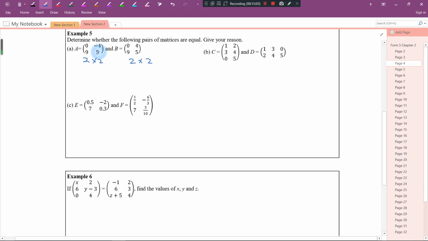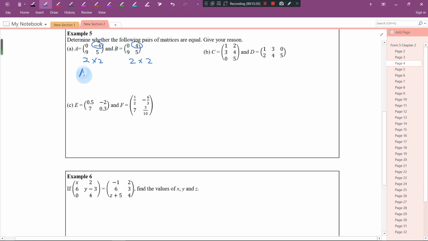But same order is not enough. We have to look at their corresponding element. What is meant by corresponding element? The corresponding element of 0 will be this. The corresponding element of -4 will be this. The corresponding element of 9 will be this. So you will notice that these and these are not equal, right? Even though they have the same order, the corresponding elements are not the same, are not equal.